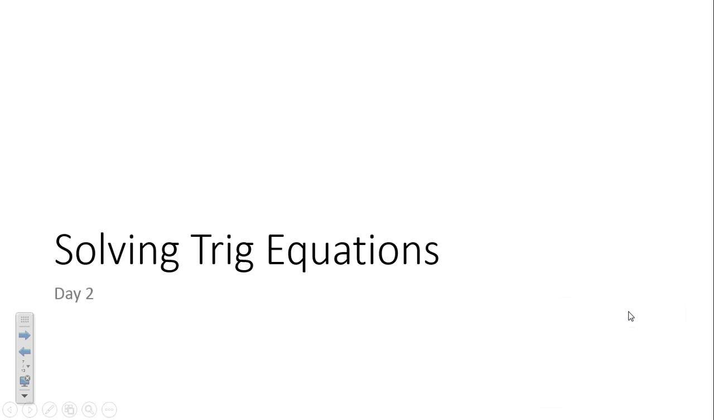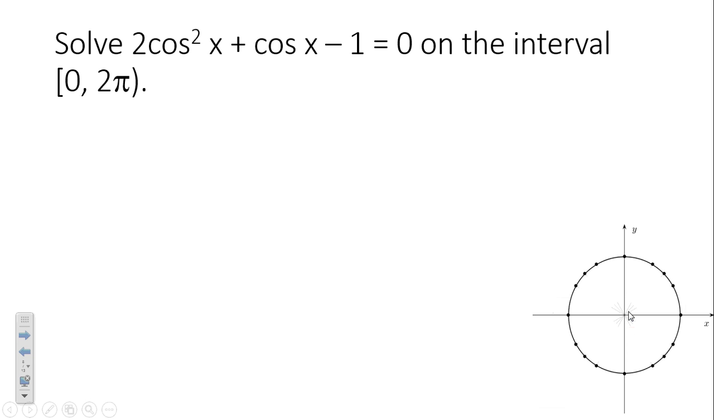All right, day 2 on this. We want to talk about, first of all, how you would solve 2 times the cosine squared of x plus the cosine of x minus 1 equals 0. But this time, we're not going to have to do our numbering. We're not going to have to say it's plus n times 2 pi.